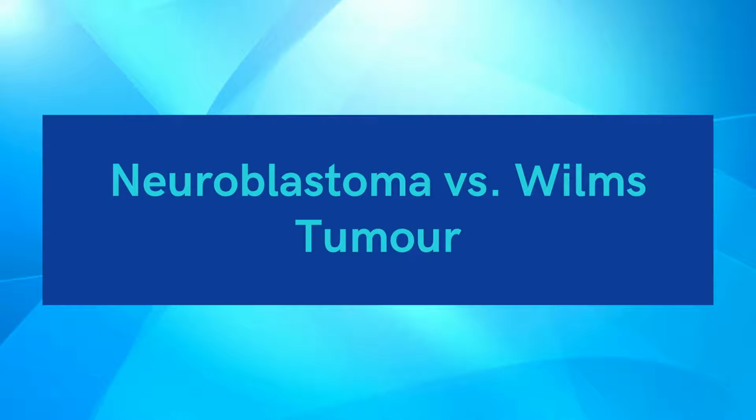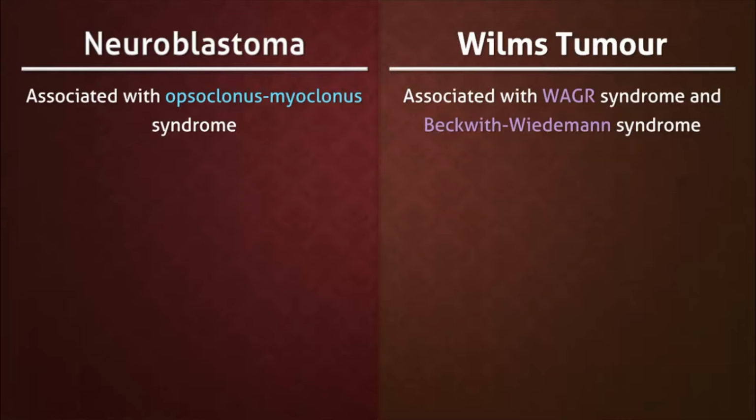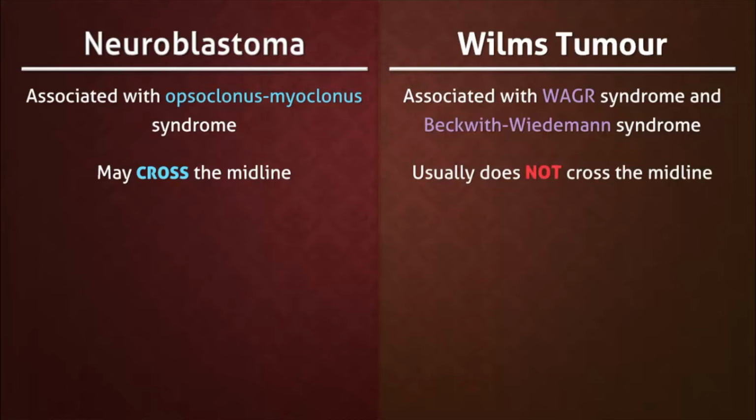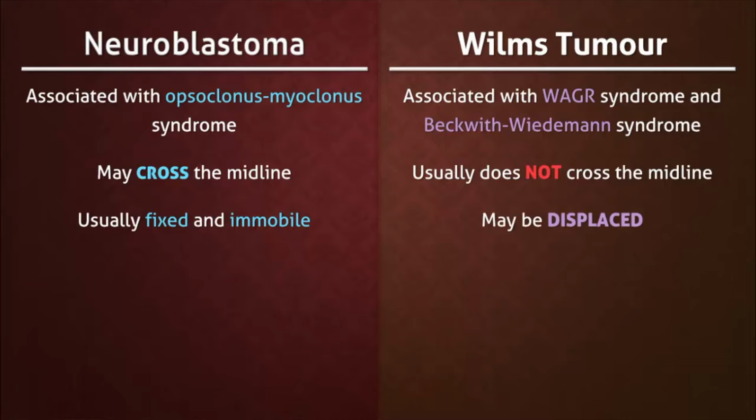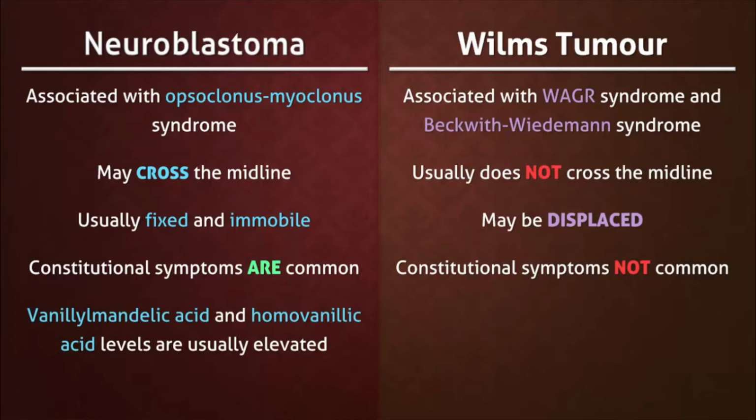Neuroblastoma is associated with opsoclonus myoclonus syndrome, whereas Wilms tumor is associated with WAGR syndrome and Beckwith-Wiedemann syndrome. Neuroblastoma may cross the midline, whereas Wilms tumor usually does not. Neuroblastomas are usually fixed and immobile, whereas Wilms tumor may be displaced. Constitutional symptoms are common with neuroblastoma, whereas they are rather uncommon with Wilms tumor. Vanillylmandelic acid and homovanillic acid levels are usually elevated in neuroblastoma, whereas in Wilms tumor, these catecholamine metabolite levels are not elevated.